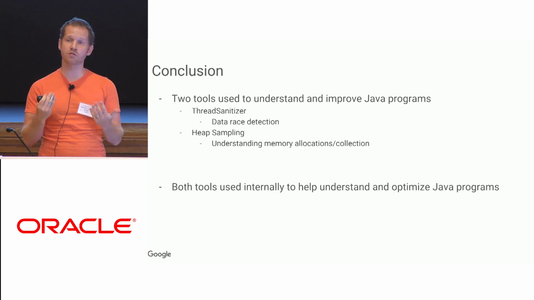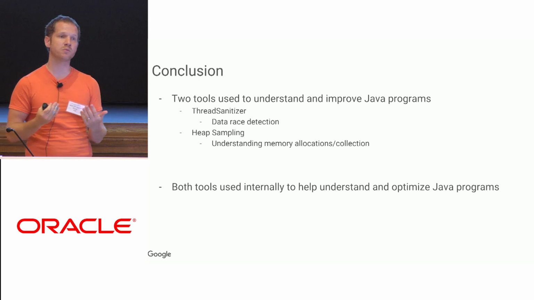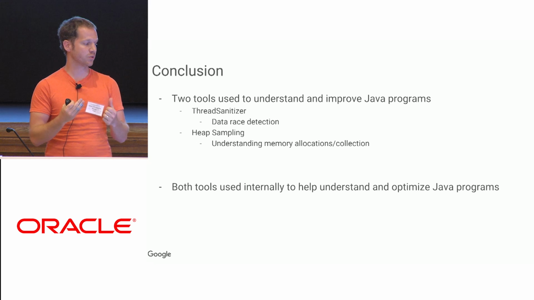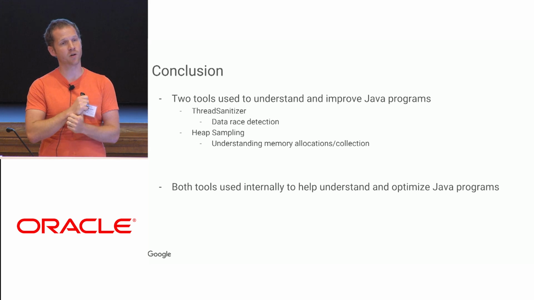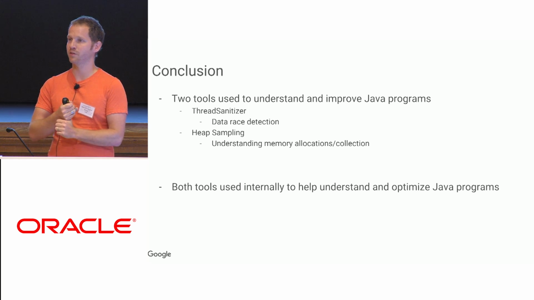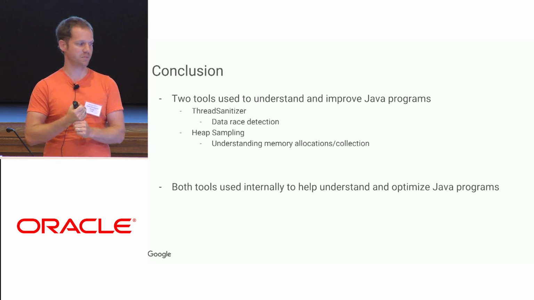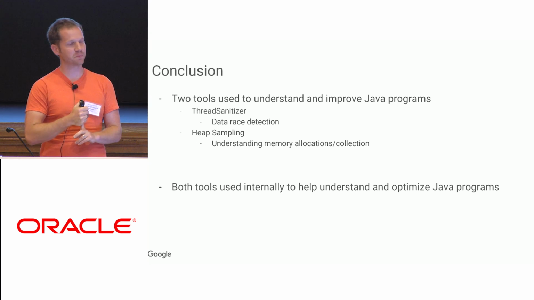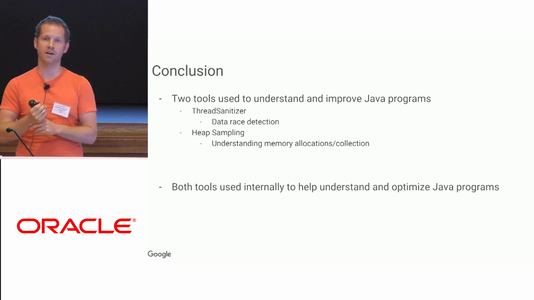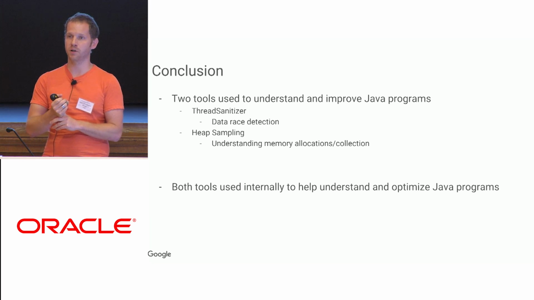As a general conclusion, what Jaeheon and I tried to show here is that we work on tools such as ThreadSanitizer that help you understand where there are data races. Data races are often really complicated bugs, and finding where they are is difficult. With a nice stack trace, it makes it much easier. And then Heap Sampler is a better way of understanding memory allocations, and generally having it on all the time has also helped a lot.